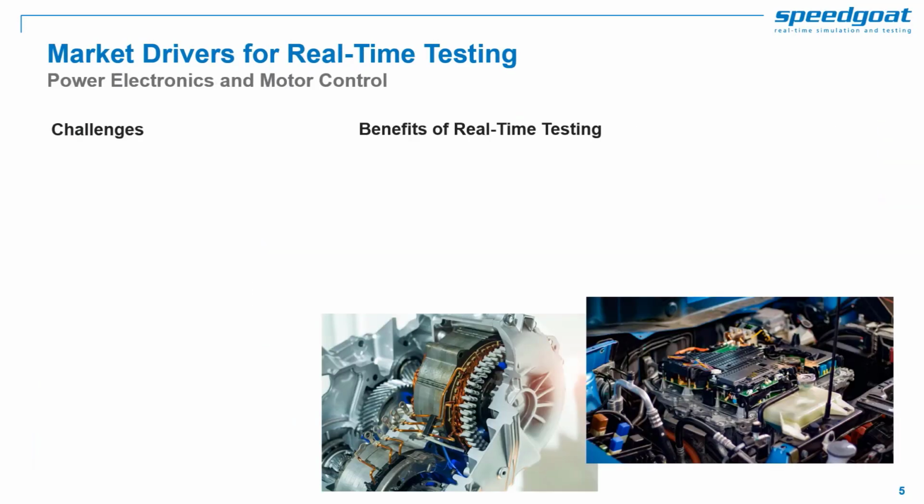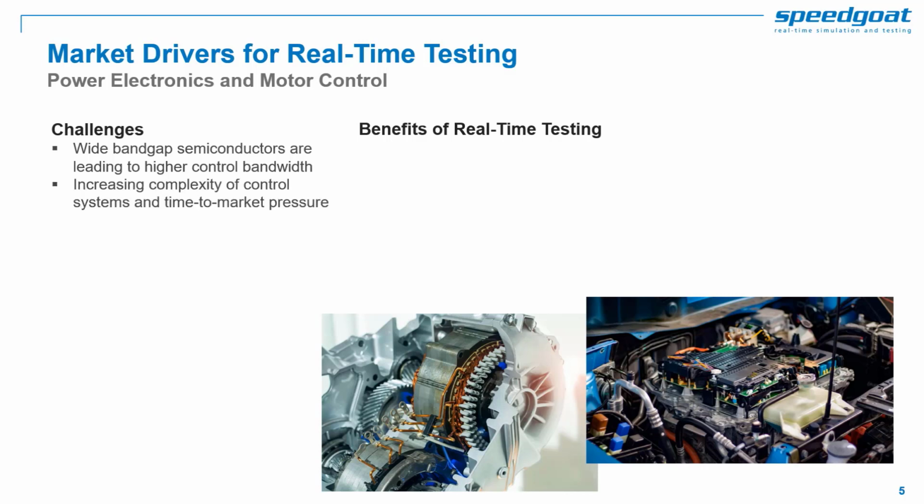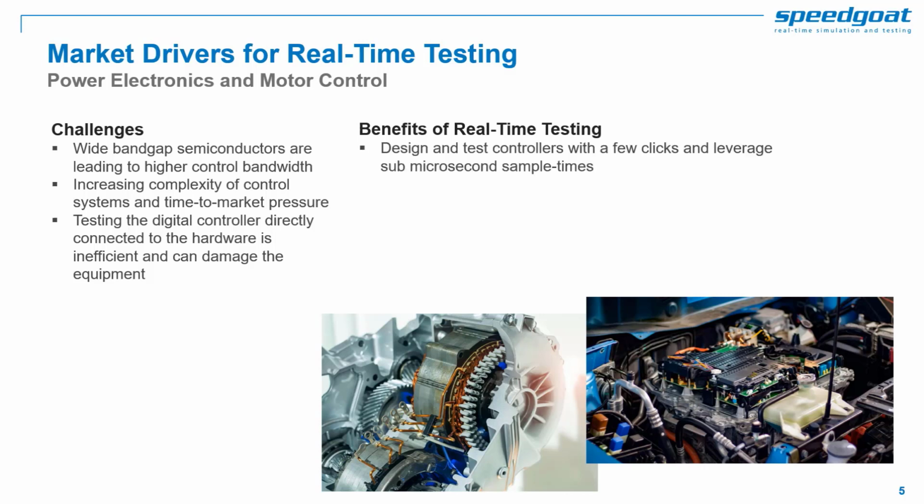For power electronics and motor controls, the use of wide bandgap semiconductors is leading to higher switching frequencies and higher control bandwidth. Engineers must face the increasing complexity of control systems and time-to-market pressure. And testing the digital controller directly connected to the motor or inverter is inefficient and can damage the equipment. With real-time testing, you can design and test advanced controllers with a few clicks and leverage sub-microsecond sample times and switching frequencies in the megahertz range.